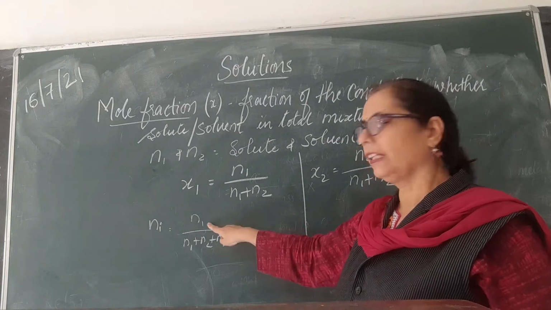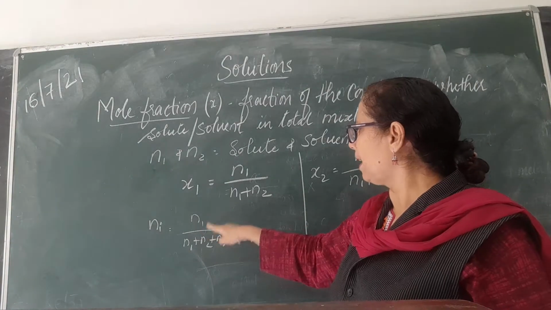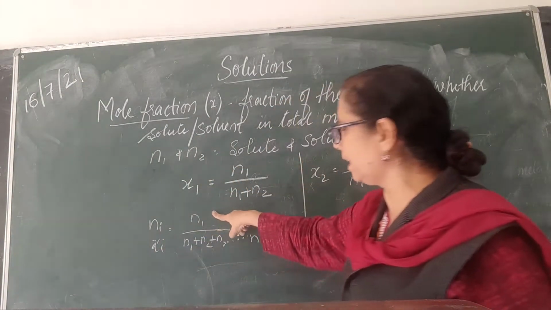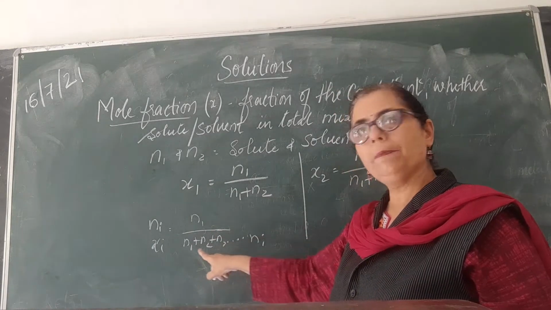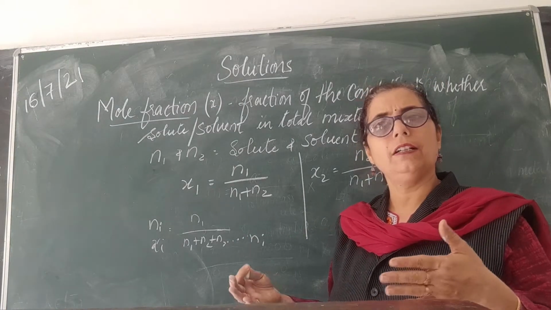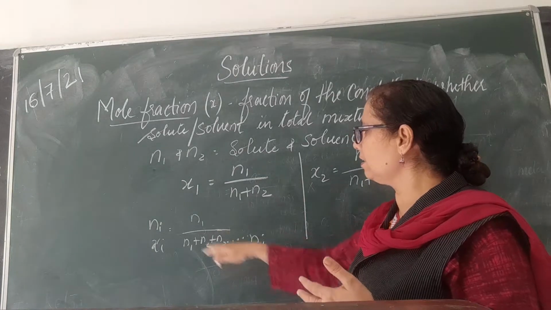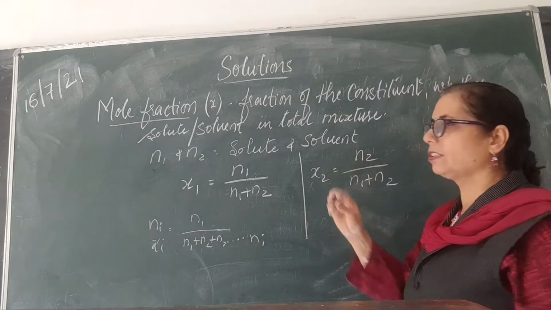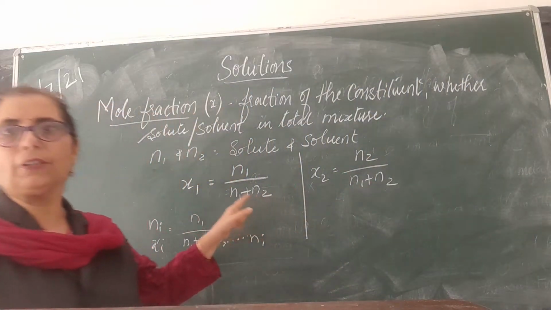In that way, the mole fraction of each of the constituents can be found out, Xi, by finding Ni. First we will talk about mole fraction. So the denominator will be n1 plus n2 plus n3 up till Ni, which means the total number of moles is added. In this way, the mole fraction, that is the fraction of the moles present in the given solution, can be found out.